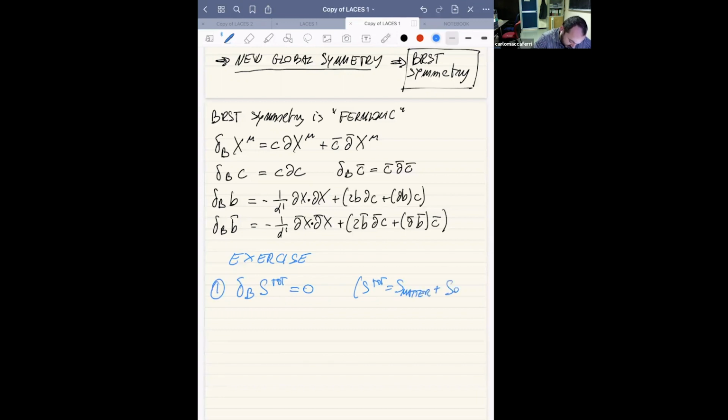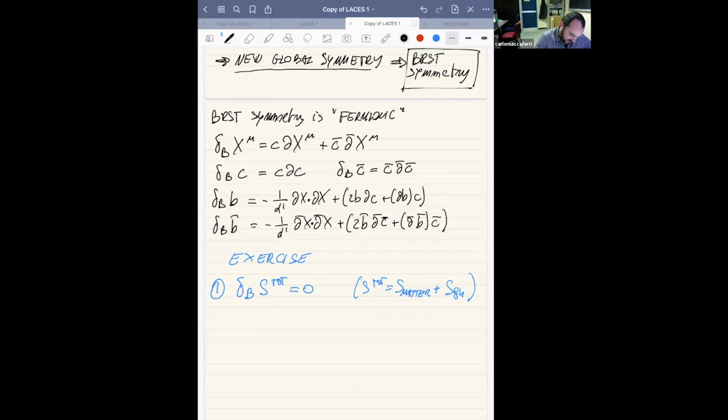By S_tot, I mean S_matter plus S_gh. Sorry, in the last line there, do you have a bar also on the C? Yeah, sure. Thanks a lot. Of course. Yes.